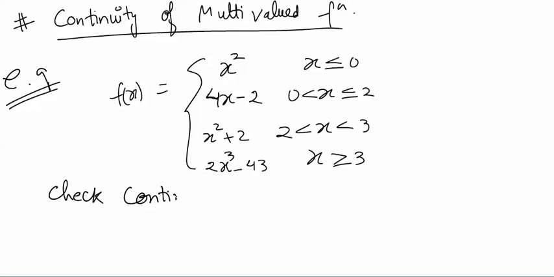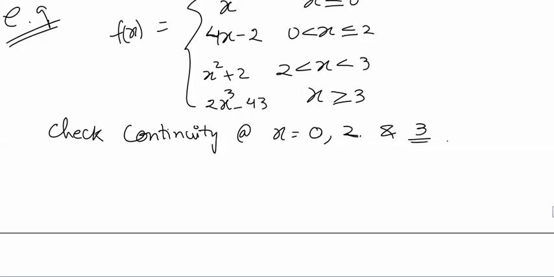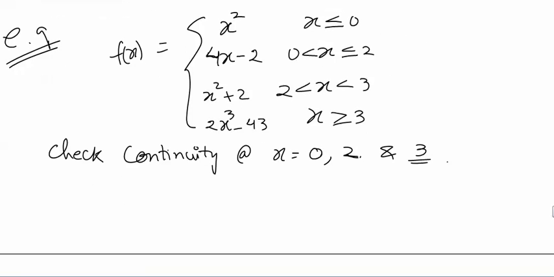Continuity at x equal to 0, 2, and 3. You have to check whether this function is continuous at x equal to 0, x equal to 2, or x equal to 3. So how will we check this particular thing? First we will talk about checking whether this function is continuous at x equal to 0.